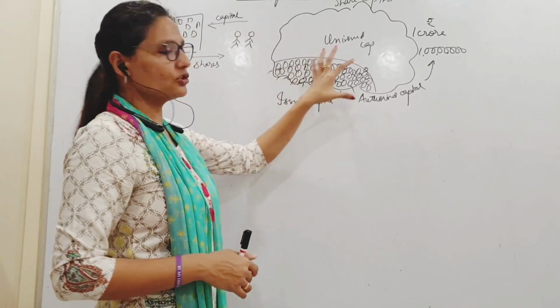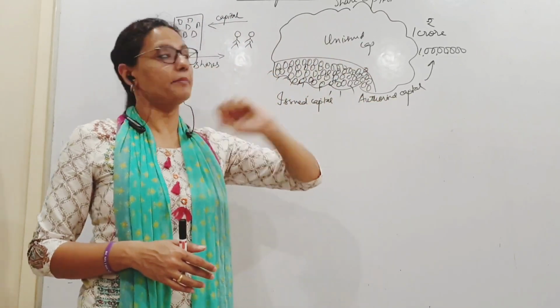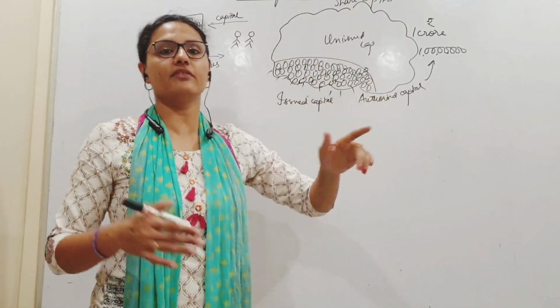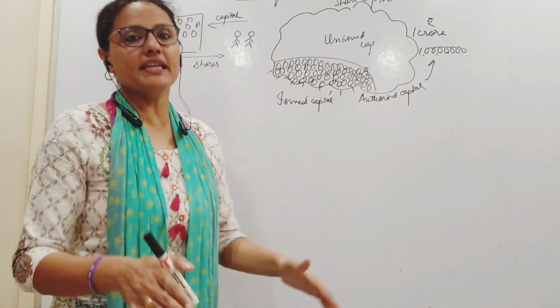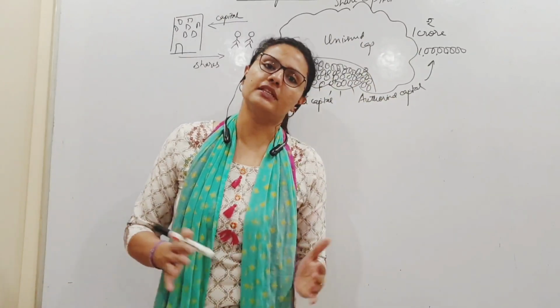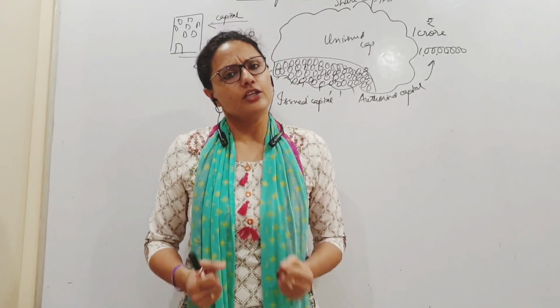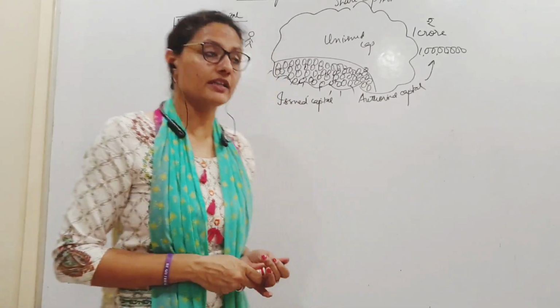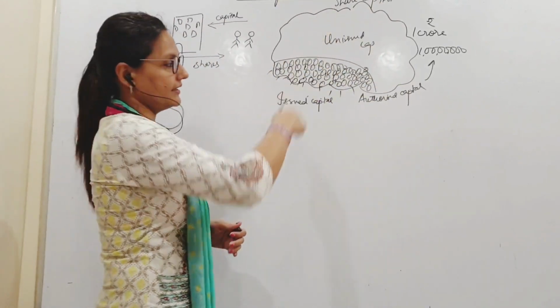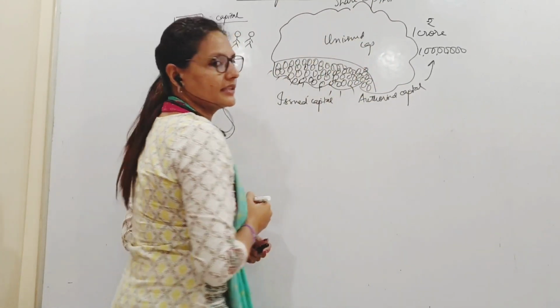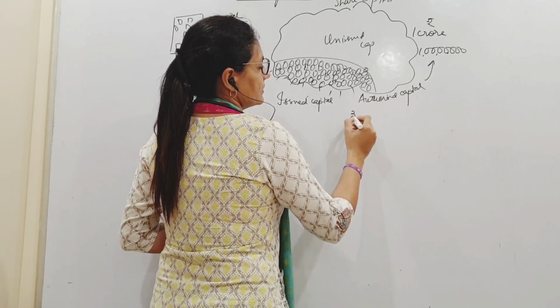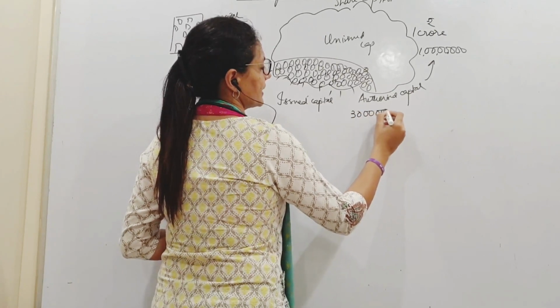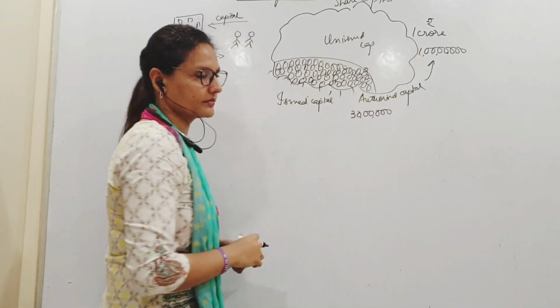So the company will issue only that much amount of capital out of the authorized capital which it requires now. तो अभी जितना जरूरत है operations के लिए कंपनी को उतना ही चाहिए. So it will issue only a part of the authorized capital. Alright? Although it is allowed to issue the entire thing. So suppose it is issuing shares worth 30 lakhs out of 1 crore.